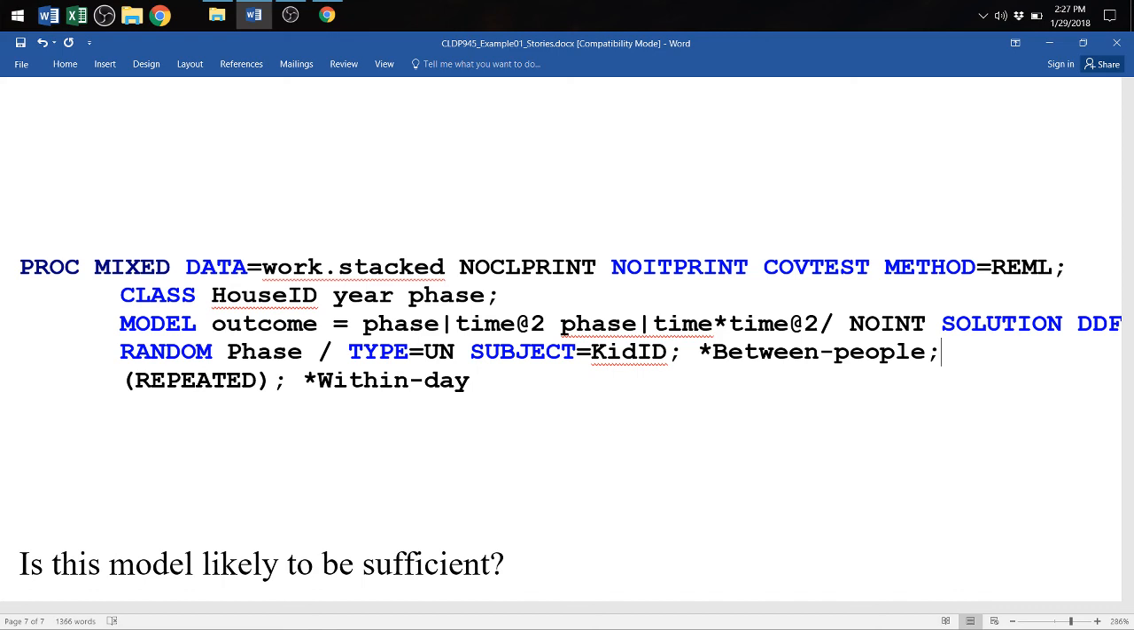And then the residual, I'm assuming equal residual variance across phase if I leave it like that, but you can also do group equals phase to allow different residual variance within each phase, because they may be more alike during baseline periods than during treatment periods or something like that. And that's what it ended up being.